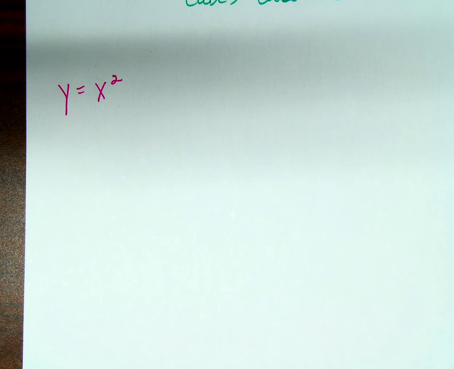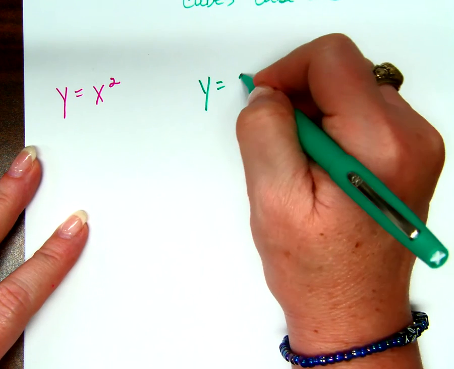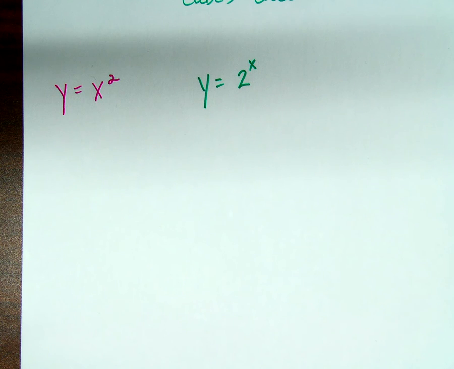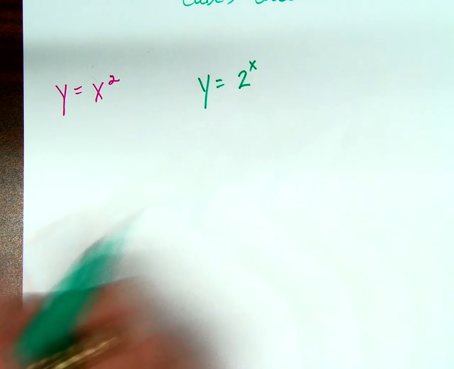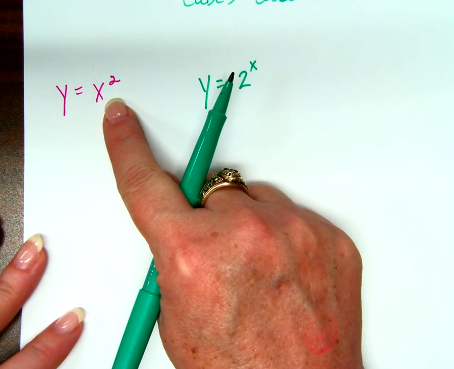It has to be in the exponent, doesn't it? So, for example, y equals 2 to the x. Is that an exponential function? Yes. Okay? When my variable is in my exponent, that's what makes it an exponential function. This one has an exponent, but it is not an exponential function.